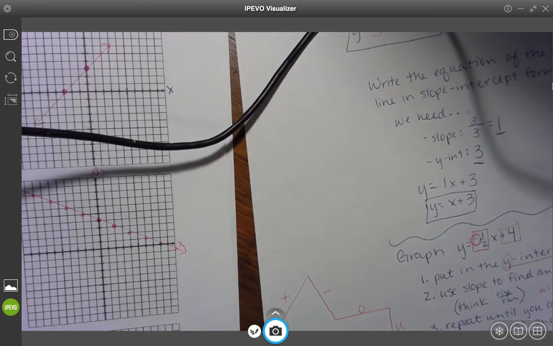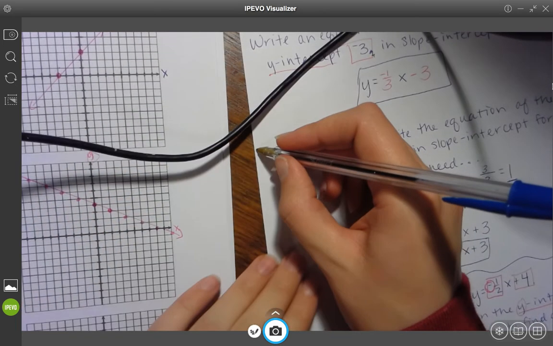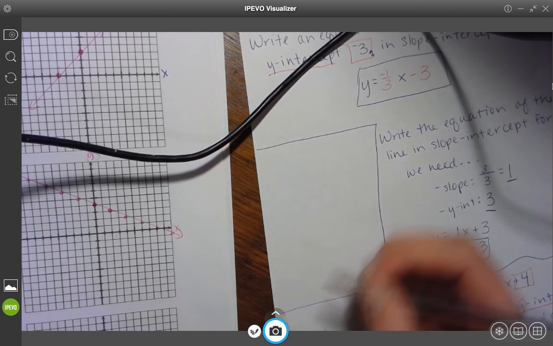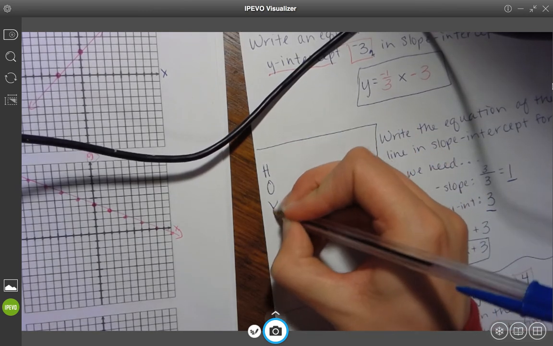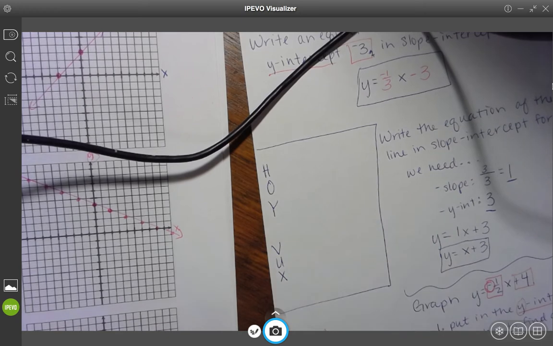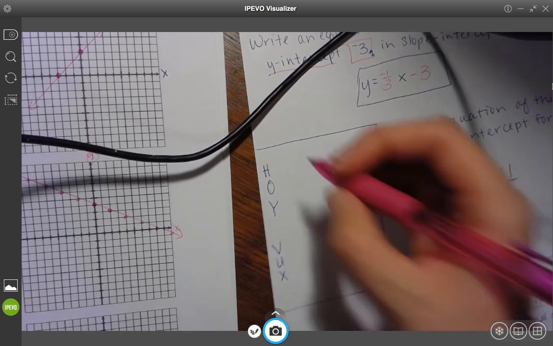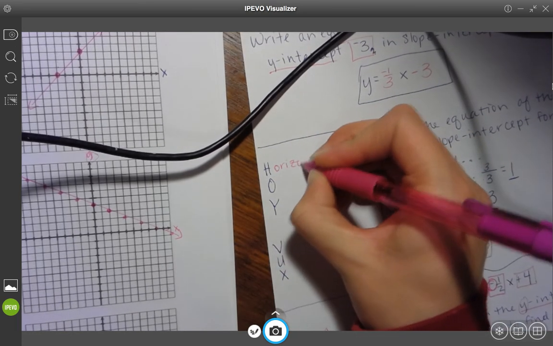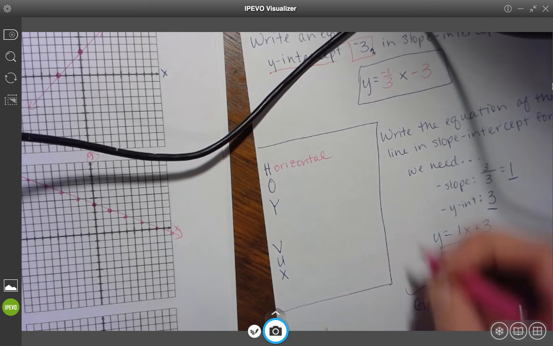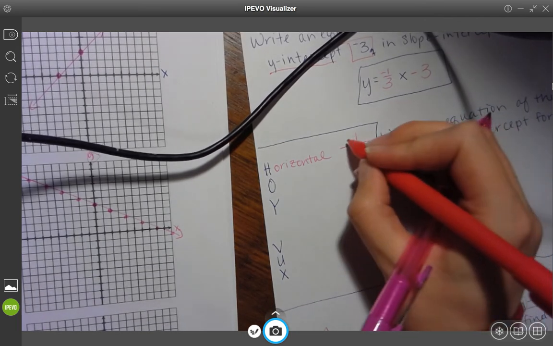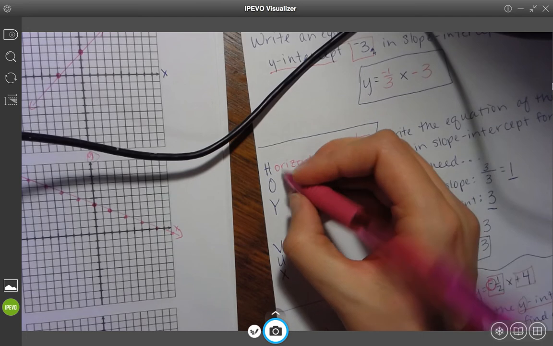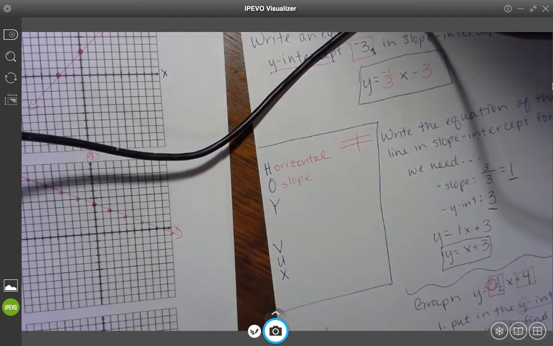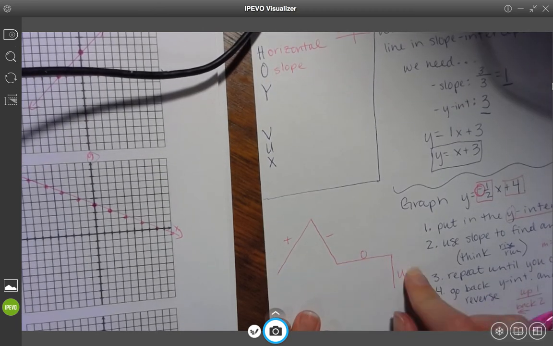Actually, one last thing I want to talk about has to do with slope-intercept form. It's this little acronym, HOY VUX. This is going to help you with some funny looking linear equations and what their graphs look like. So HOY, the H stands for horizontal. So if I have a horizontal line, okay? The O stands for zero slope, so that has a slope of 0, which we know that was slope, dude.